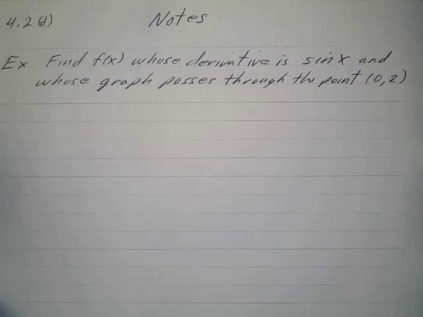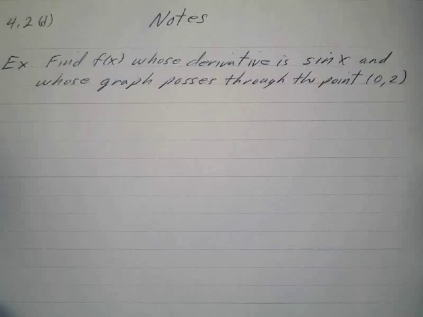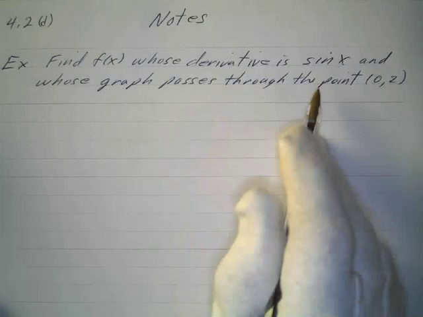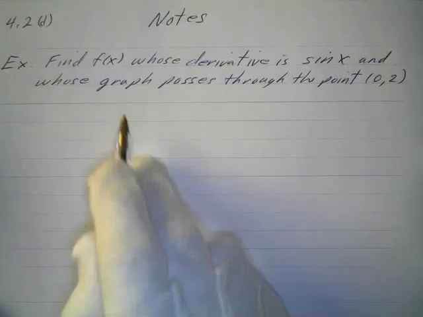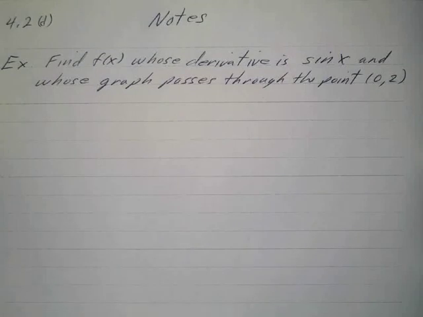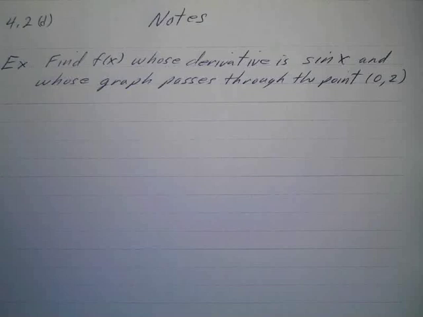So find f of x whose derivative is sine of x. The derivative of this function will be sine of x. We're trying to find the function whose derivative is sine of x. We're going to be going backwards. And then whose graph passes through this point. So we'll just use these corollaries so you can see how we apply these.